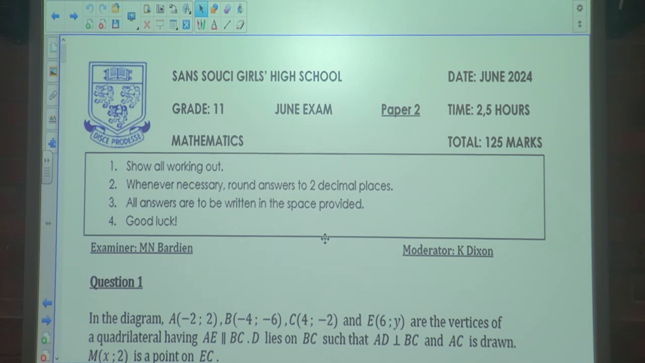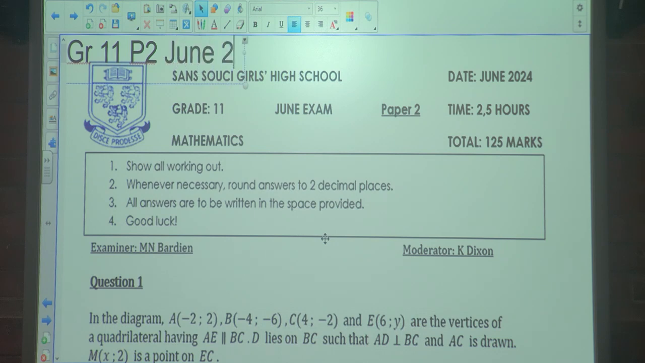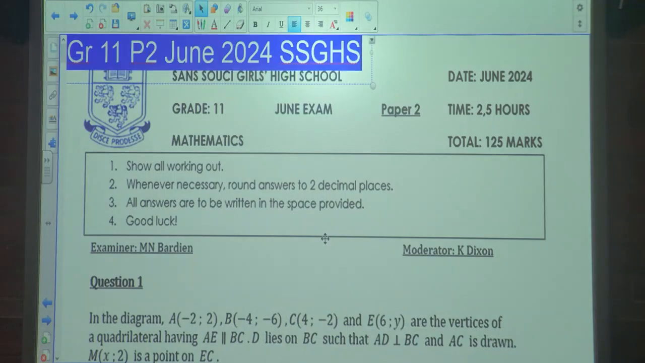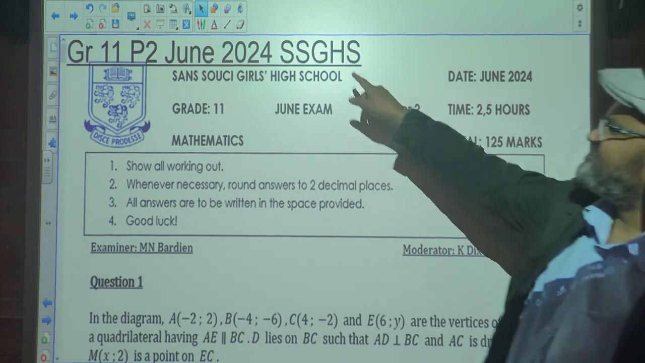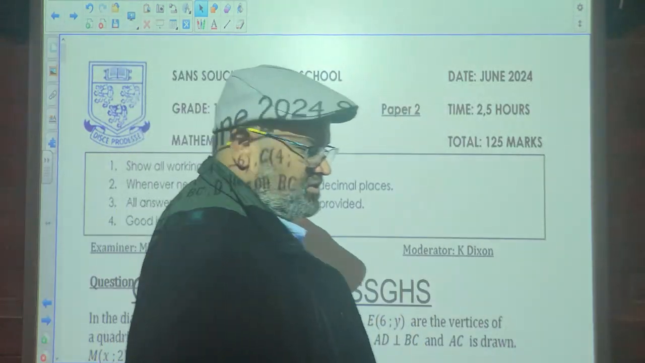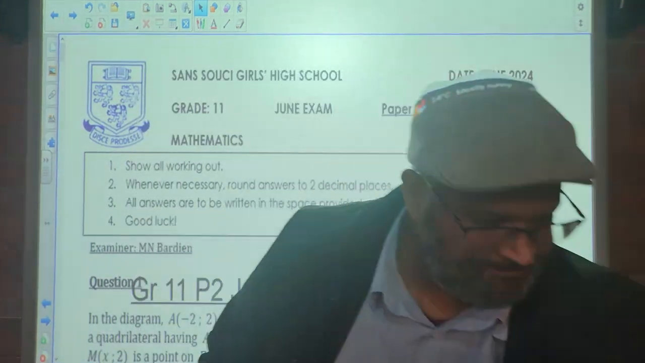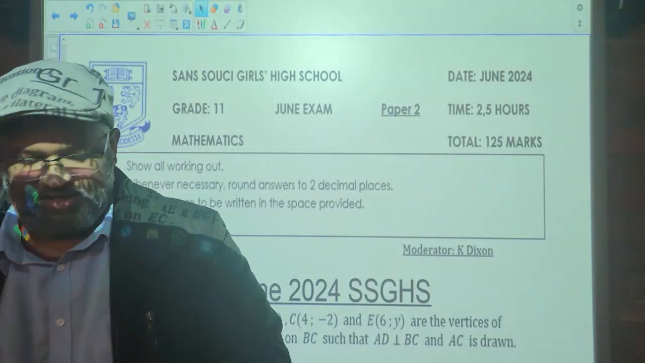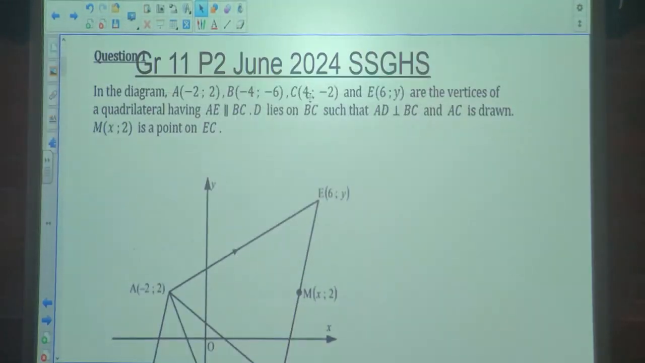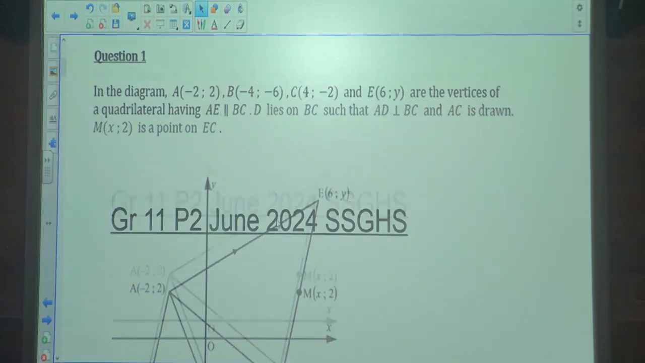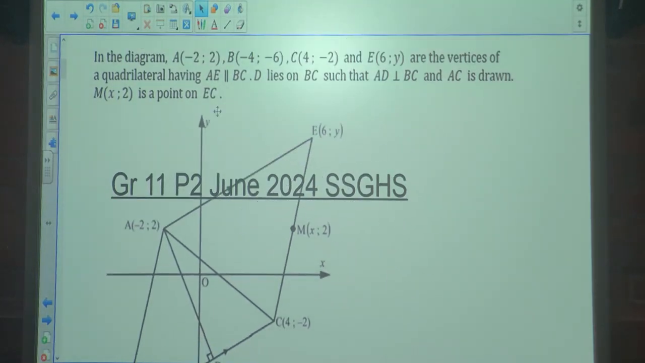So today we're looking at the grade 11 paper that you guys have written, paper 2. And this is the June 2024 paper in our school. The paper was 2.5 hours long and was out of 125 marks. The question paper and memo can be found in the description box below.